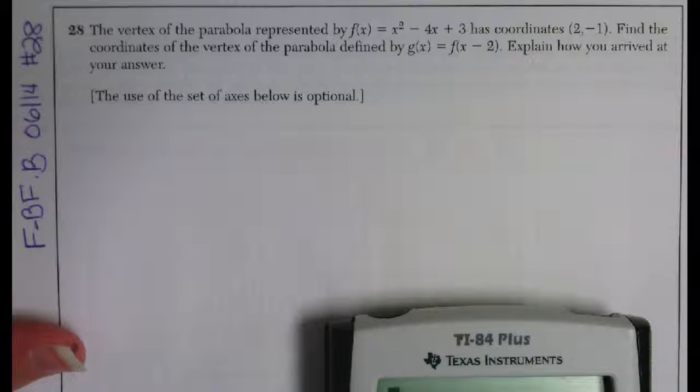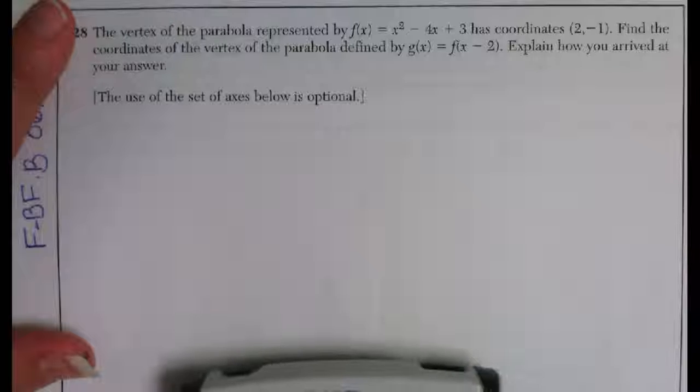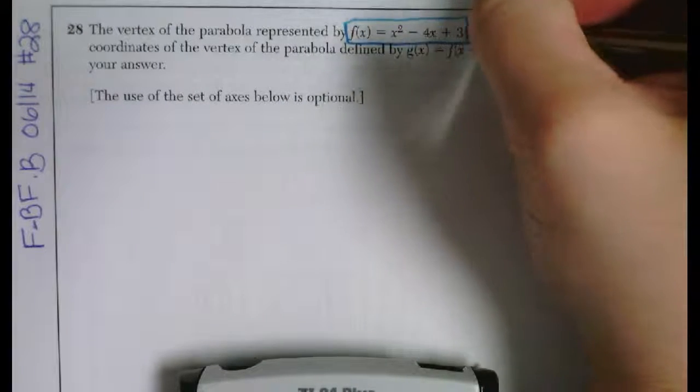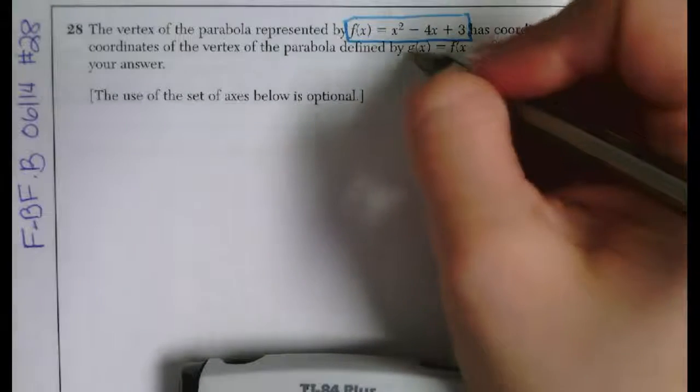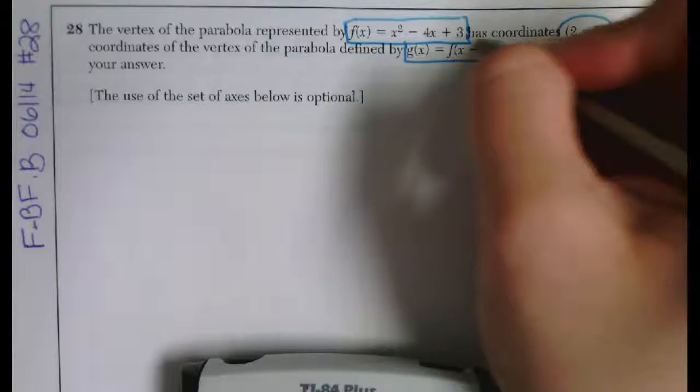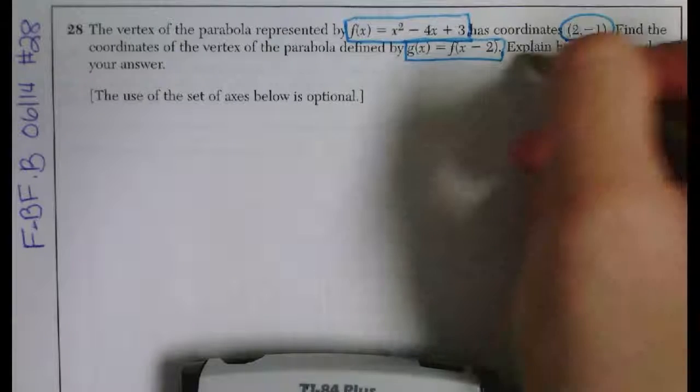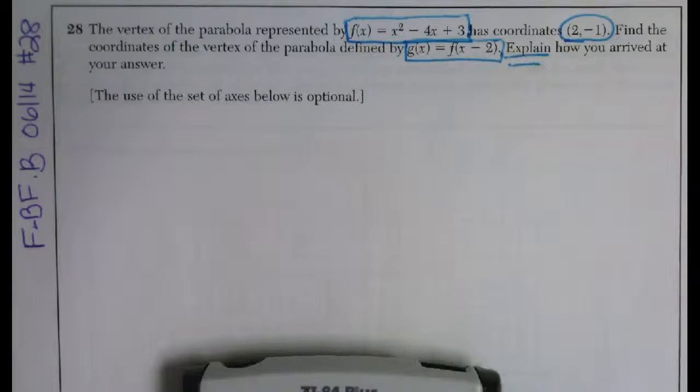F-BF.B. And the first question that we're going to look at, F-BF.B is build new functions from existing functions. We're going to look at the June 2014 test, question number 28 to start. The vertex of the parabola represents this, and it has the coordinates of this. Find the coordinates of the vertex of the parabola divided by g of x equals f(x minus 2). Explain how you arrived at your answer.